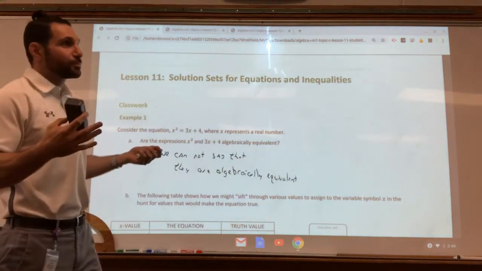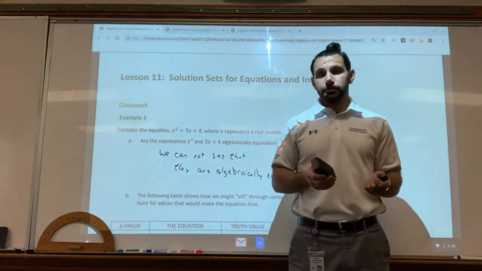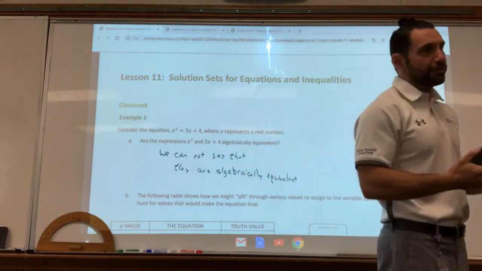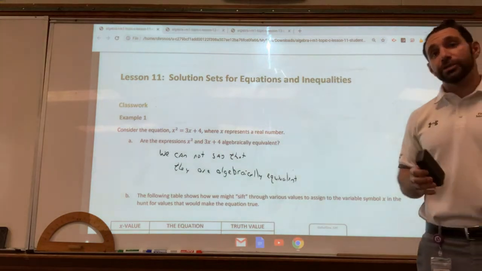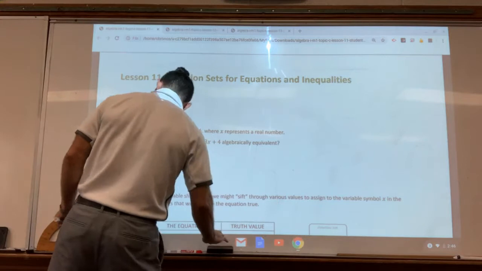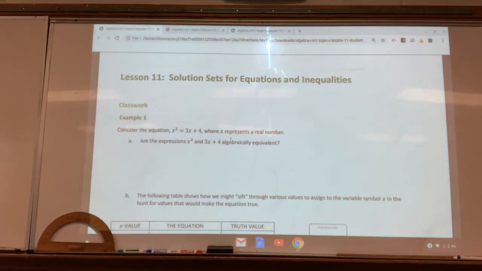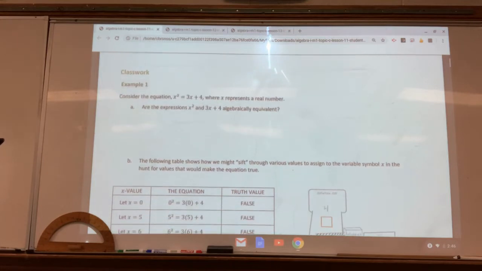So we skipped a lesson. Lesson 10 says, is this equation true? When I substitute something in for a variable, does it make the equation true on both sides? So if we substitute something in, you should know, hey, it's true, it's not true.